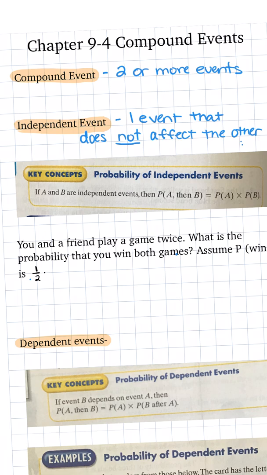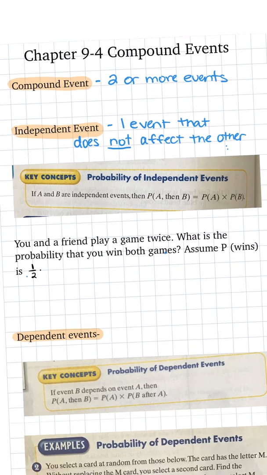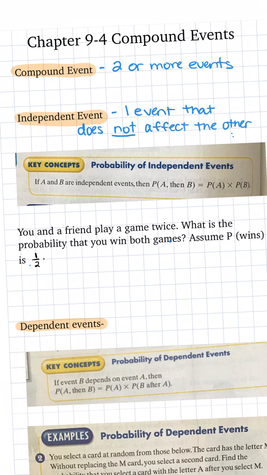So let's look at the probability of an independent event. If A and B are independent events, then the probability of A, then B, equals P(A) times P(B). So let's put that into perspective with an example. You and a friend play a game twice. What is the probability that you win both games?